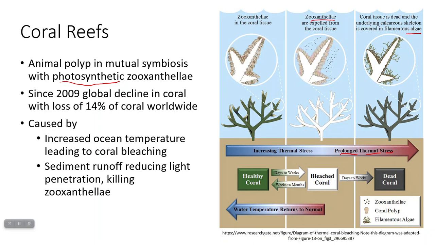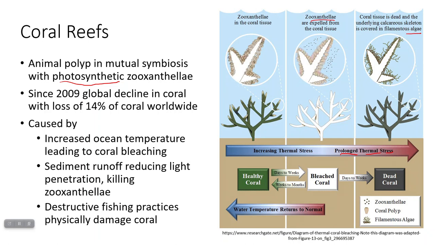Then you can also have sediment running off into the ocean, and that can decrease light penetration, and that's going to kill those photosynthetic zooxanthellae. Then that's going to harm the coral as well because they rely on sugar from photosynthesis.